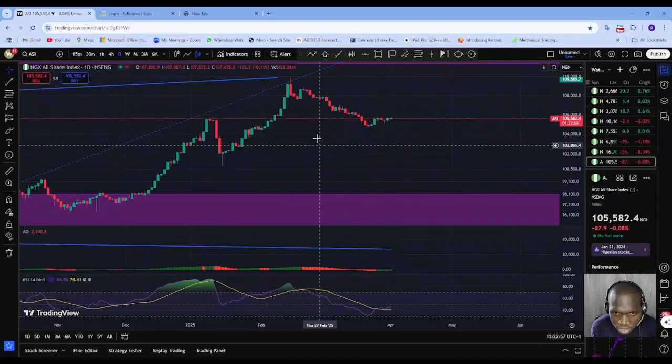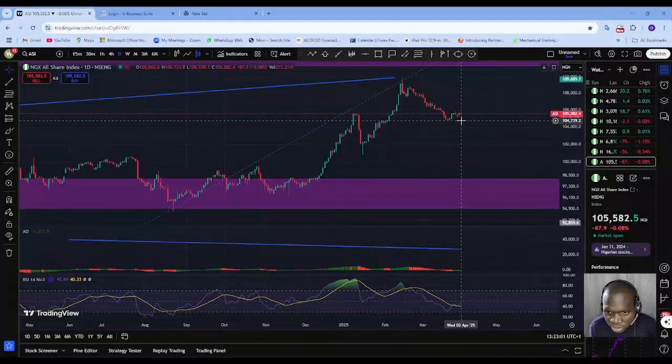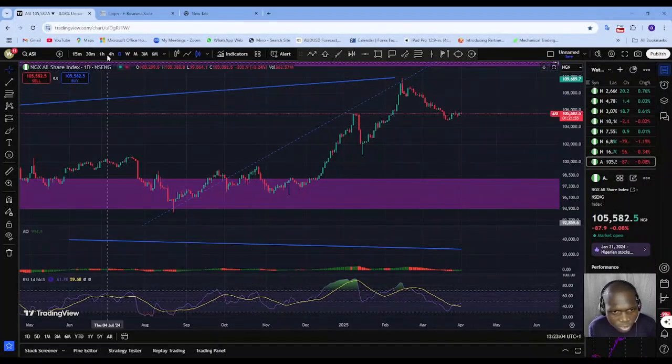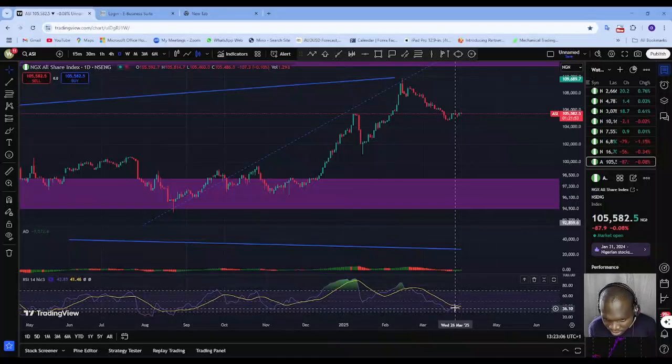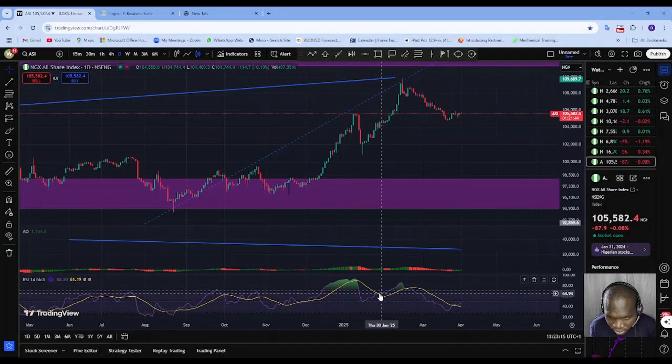I don't really like looking at the daily, but because it's the first day of the month, let me look at it. You can see that it's almost forming a buy signal here. This is a buy signal when this RSI line crosses above this yellow line. That's a buy signal. This is a sell signal.